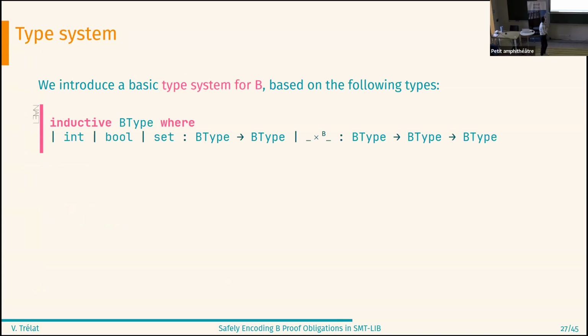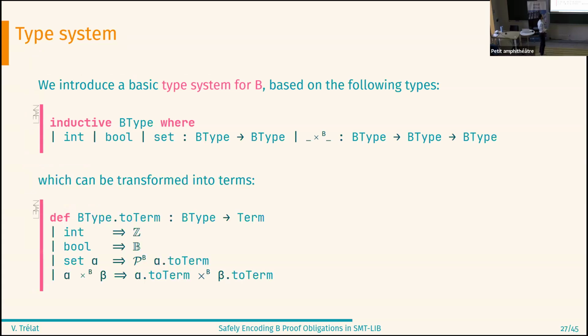We have integers, Boolean, set, and product. We can transform those types into terms if needed, because as I said, in B they are speaking of types, but it's not types. So each time the B people are talking about types, it's actually terms. So int is Z, bool is B, set is parset, and product is Cartesian. Very simple.